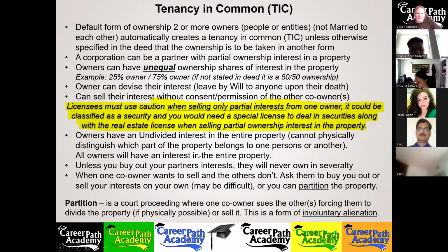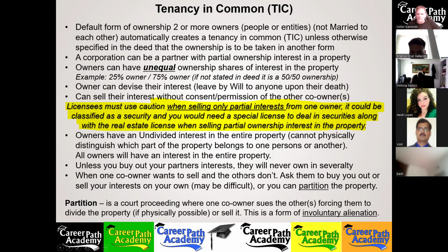You're welcome. But once again, that's dealing only with when you have multiple owners and one owner is trying to sell their interest, but the other owners are not. Okay, that's where it starts getting really shady. So owners have an undivided interest in the entire property. Once again, you can't physically distinguish which part of the property belongs to whom. We already went over that.